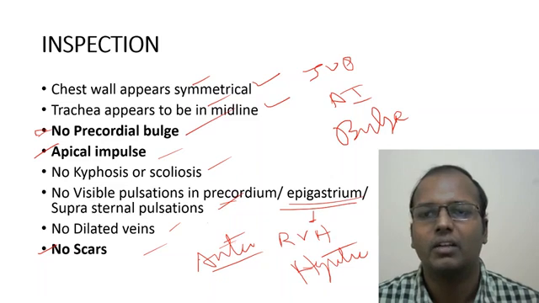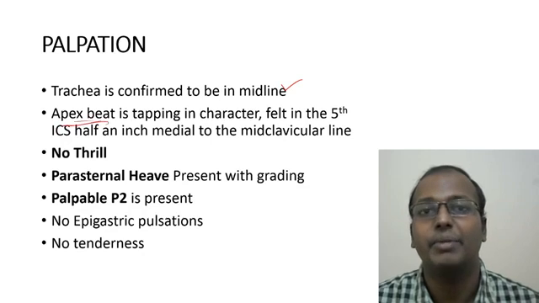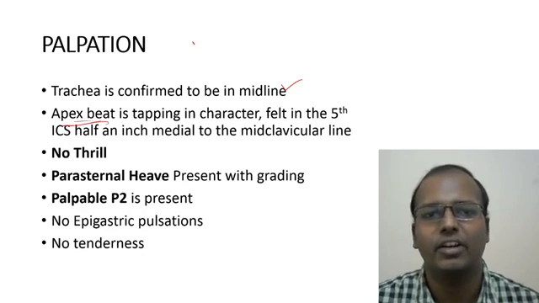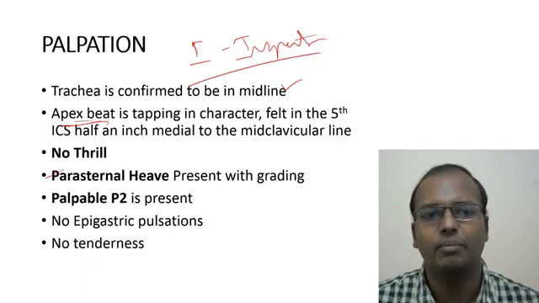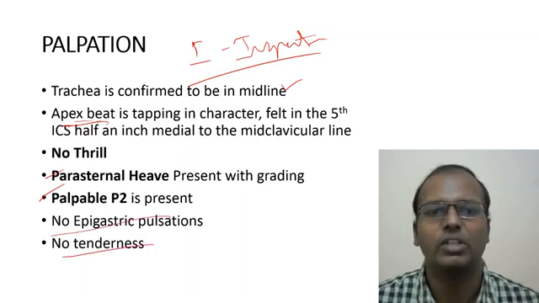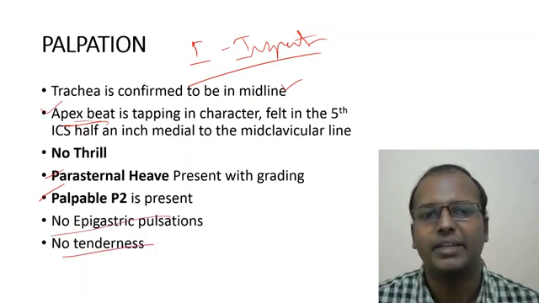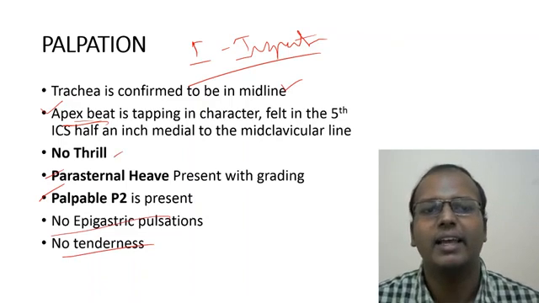And coming to palpation, trachea you can confirm to be midline. Apex beat: you have to mention apical impulse in inspection, I for inspection, and apex beat in palpation. And parasternal heave, palpable P2, no epigastric pulsation, and no tenderness. So the important things to be noted are apex beat, of course, since apical impulse you note in the inspection. Then thrill, heave, and palpable P2. These are the three important things which you should note in palpation.